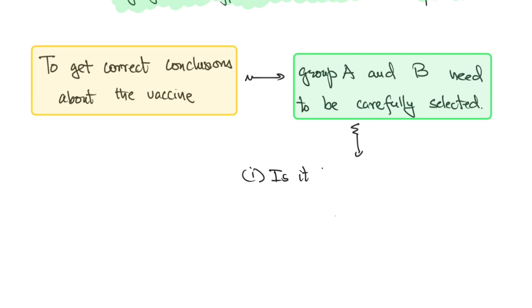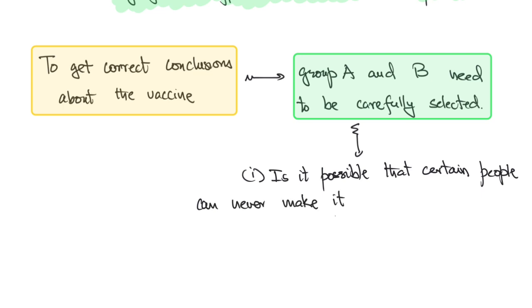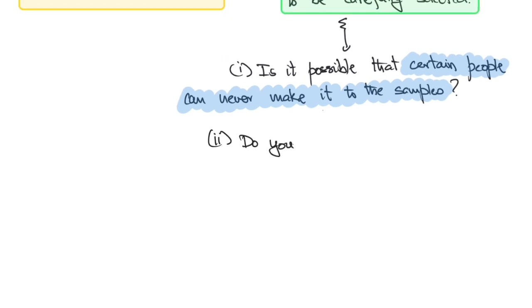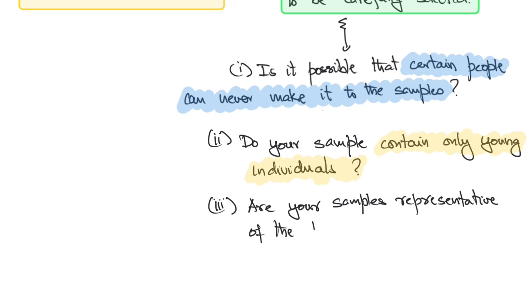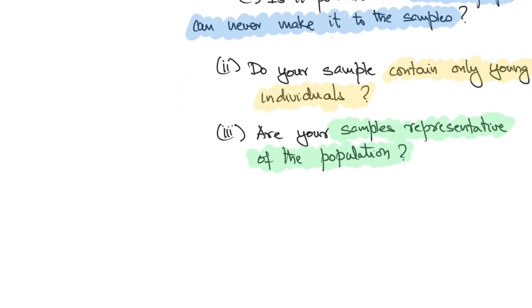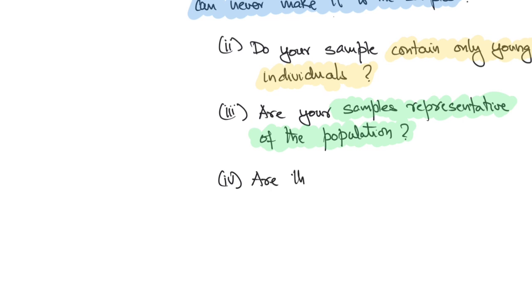Some questions that we might be interested in would be: is it possible that certain people can never make it to either of the samples, that is, either of the groups A or B? Do your samples, that is, groups A and B, contain only young individuals, in which case you don't know how the vaccine behaves with older individuals in the population? Are your samples representative of the population? This is another way of paraphrasing point two. And finally, are the sample sizes large enough?